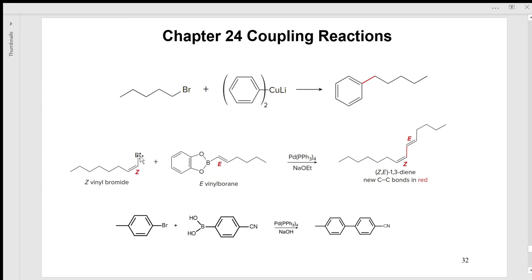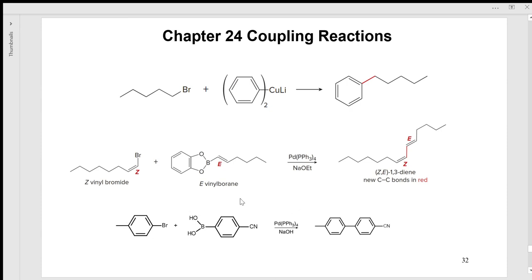Basically, the Suzuki reaction is an organic halide reacting with a boron compound. The organic part of the boron compound is linked with the organic halide part to form the product. If we have E and Z options, the E/Z configuration will remain from the reactant. See, this part is Z in the final product, still Z. The boron component is E in the final product, and this boron part still keeps the E configuration.